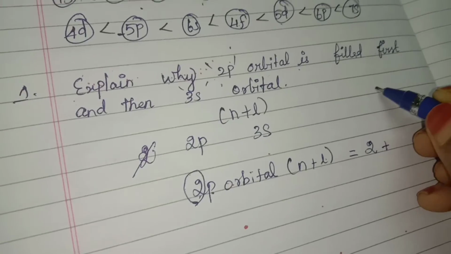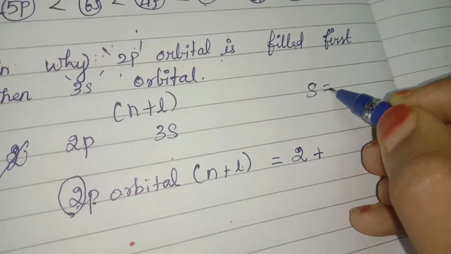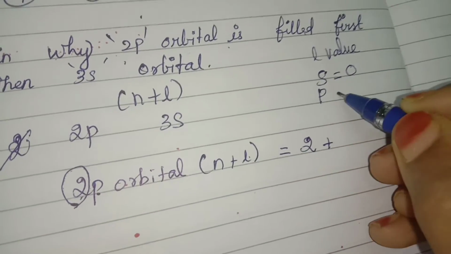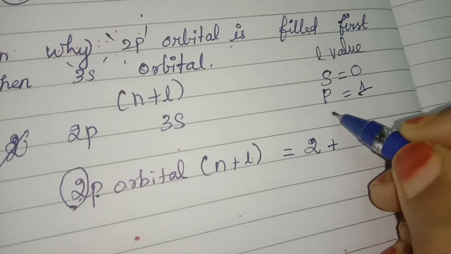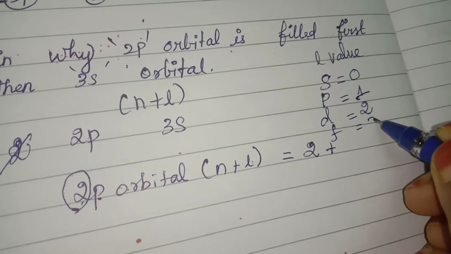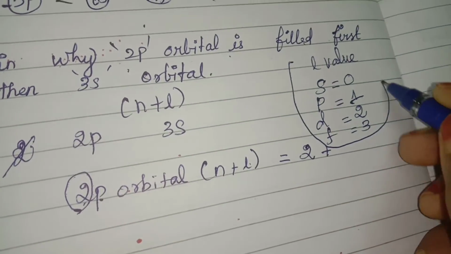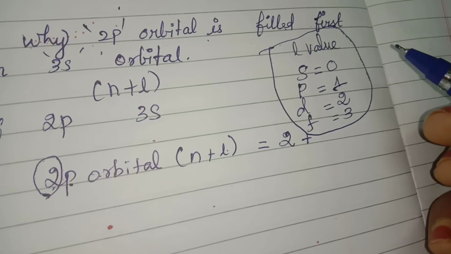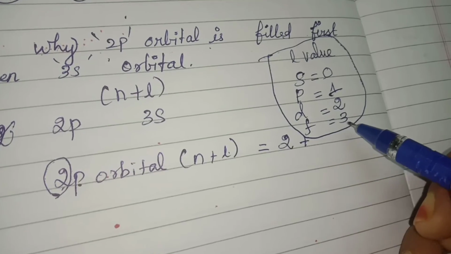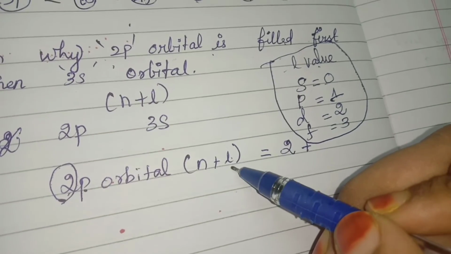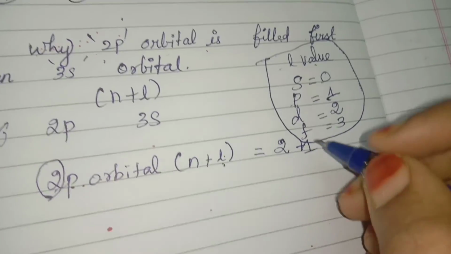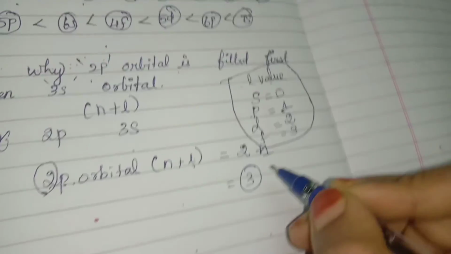S orbital means the l value will be 0. P orbital means the l value will be 1. D orbital means the l value is 2. F orbital means 3. So this is the basis for the l value. S orbital means 0, P orbital means 1, D orbital means 2, and F orbital means 3. Here, P orbital means what is the l value? 1 is the l value. So 2 plus 1 is equal to 3.